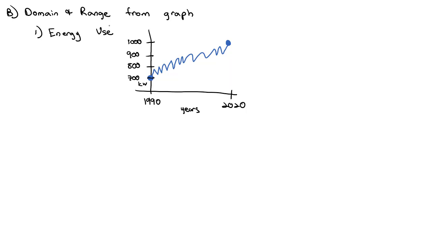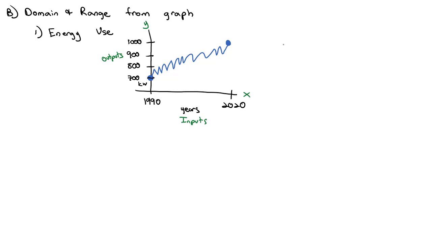When we say domain, we're interested in what are the possible inputs. Inputs come from the x-axis. The years are our inputs. Outputs come from the y-axis. The outputs are the kilowatt hours.